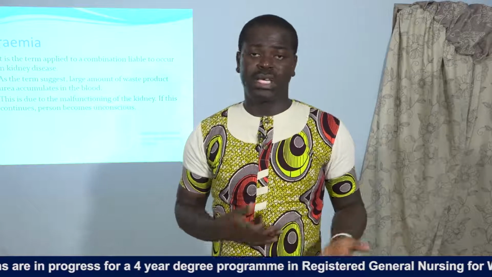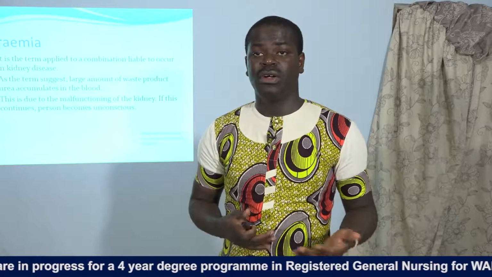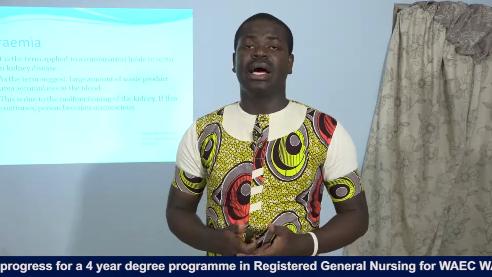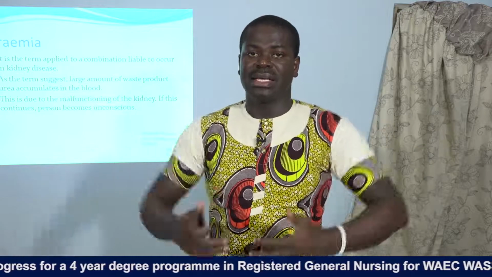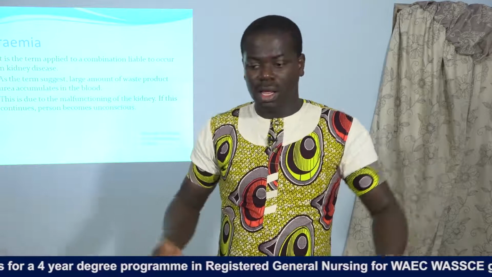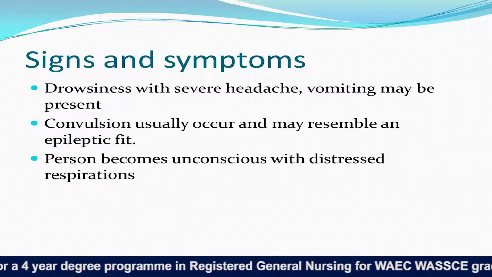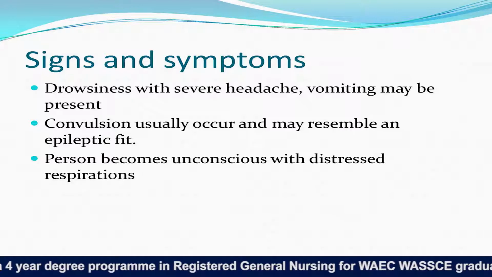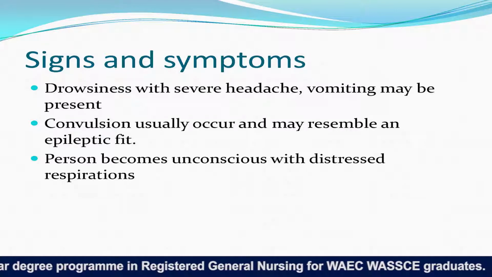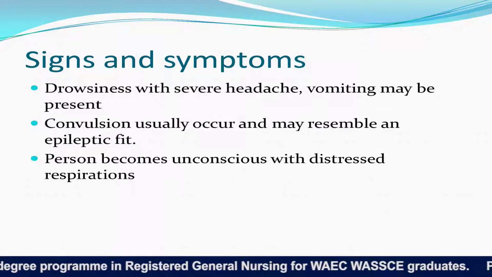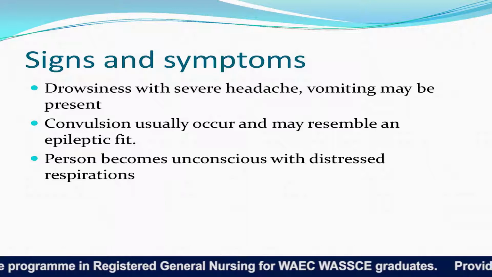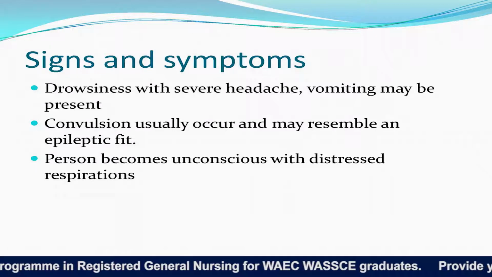Urea is an unwanted product of digestion, and it has to be taken from the blood by the kidney. So if for some reason the kidney is malfunctioning, urea continues to remain in the blood, and then it goes into the brain and renders the individual unconscious. Signs and symptoms of uraemia include drowsiness with headache. Vomiting may be present. Convulsions usually occur and may resemble an epileptic fit. The person becomes unconscious with distressed respiration.